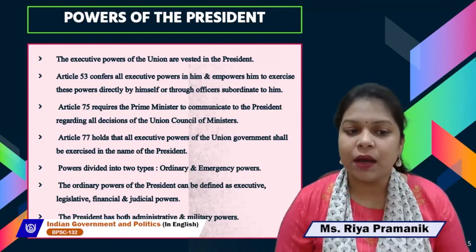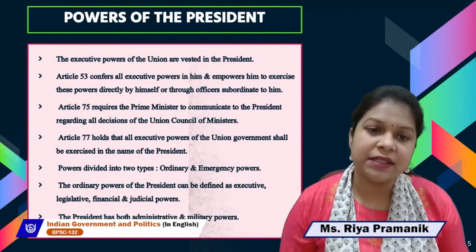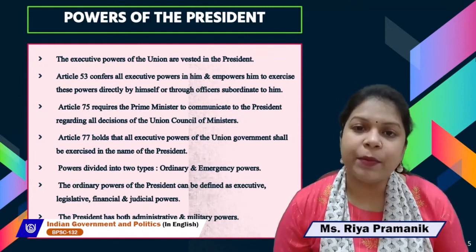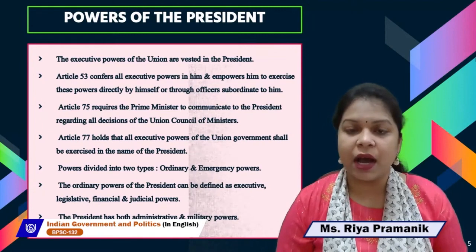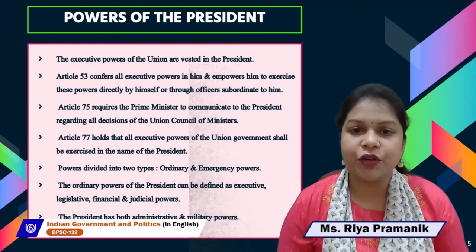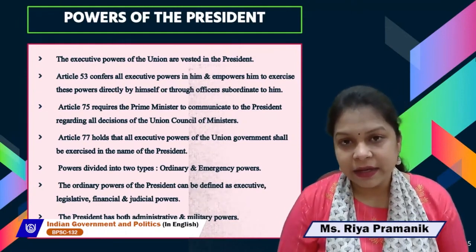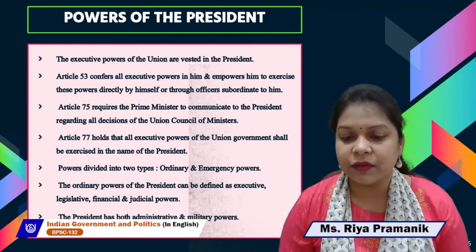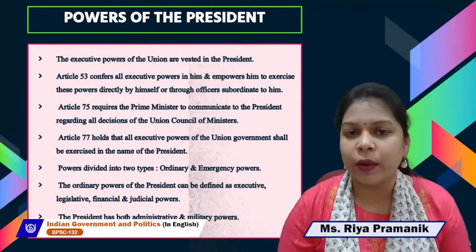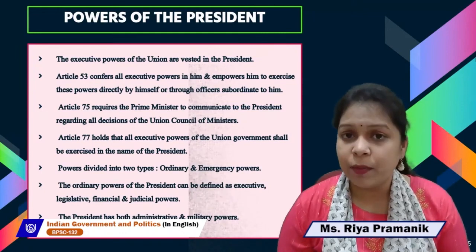Article 53 confers all executive powers on him and empowers the president to exercise these powers directly by himself or through officers subordinate to him. Article 75 requires the Prime Minister of India to communicate to the President all decisions of the Union Council of Ministers. That means whatever is happening in our country, it is the duty of the Prime Minister to communicate it to the President regarding all the decisions taken. Article 77 says that all executive powers of the Union government shall be exercised in the name of the President. So whatever executive things are going on in our country, all these powers of the union government shall be exercised in the name of the president.